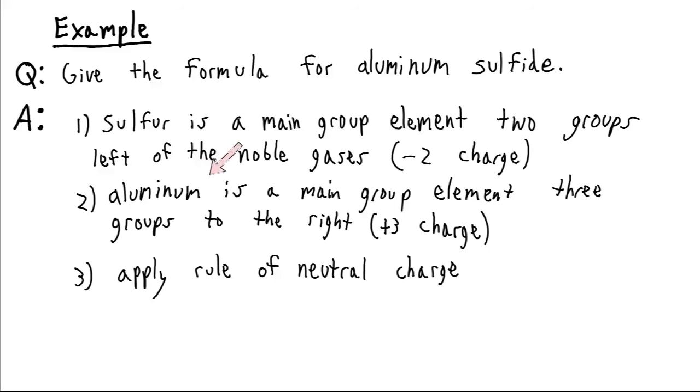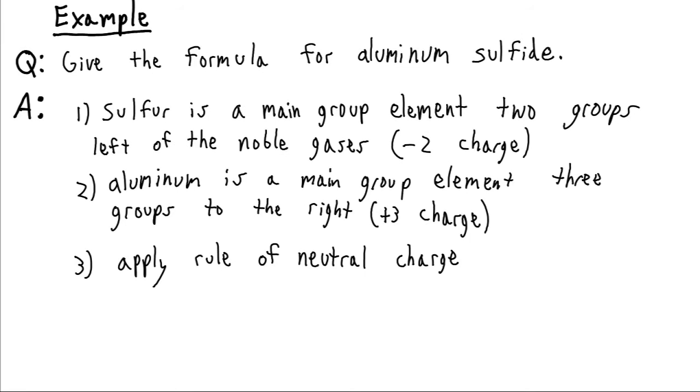Aluminum is a little bit further left. It's also a main group element, and so it is 3 groups to the right of those gases, if we start on the far end and loop back over to the other side of the periodic table on the far left. And so since it would like to lose 3 electrons to reach the noble gas configuration, it will have a +3 charge. Now we can go ahead and apply the rule of wanting to maintain a neutral charge in order to figure out what the exact composition is.